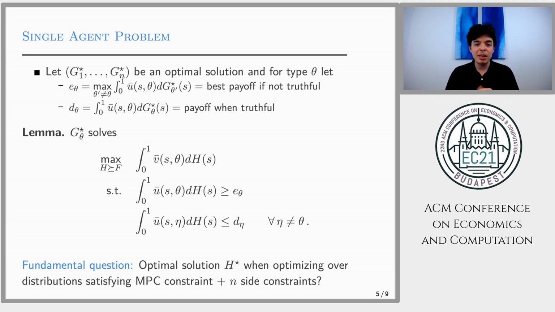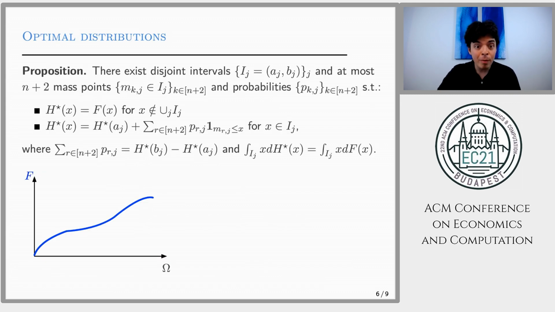But then this tells us something interesting, right? We have a class of optimization problems here where we are optimizing over distributions that satisfy MPC constraints plus n side constraints. Here for each type, I have associated side constraints. The fundamental question is, what are the optimal solutions of optimization problems of this type? Do they have some special structure? Interestingly, the answer is affirmative, and there is a real neat mathematical structure that the optimal solutions to these problems satisfy. Let me denote by H star the optimal solution.